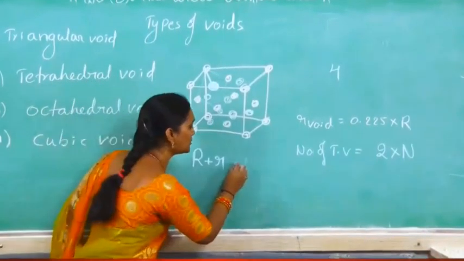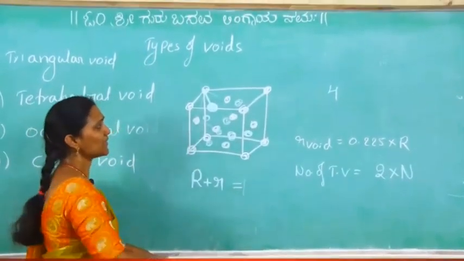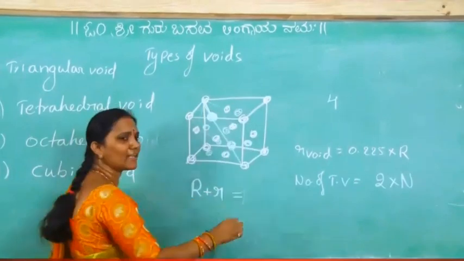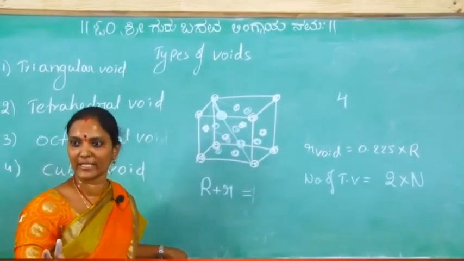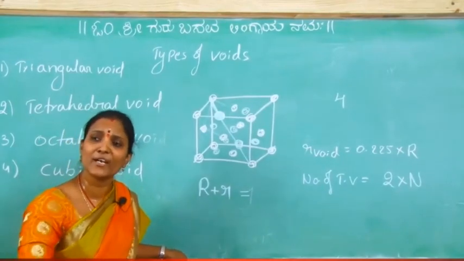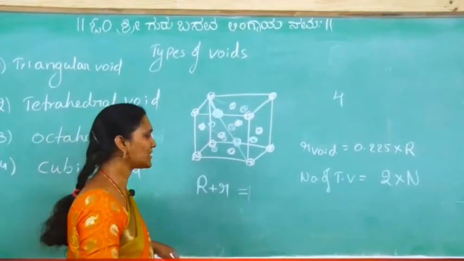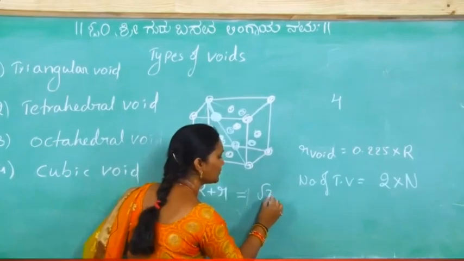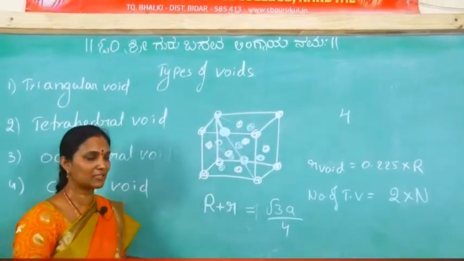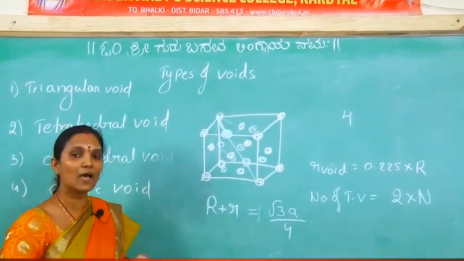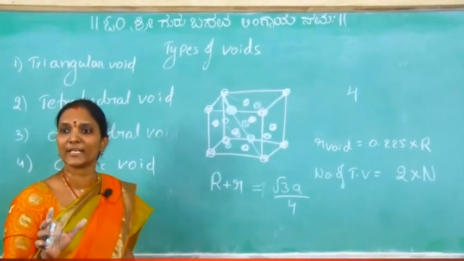What is this distance equal to? Total body diagonal is root 3a, and it is 1/4 of that body diagonal, which is root 3a by 4. So R plus r is equal to root 3a by 4.